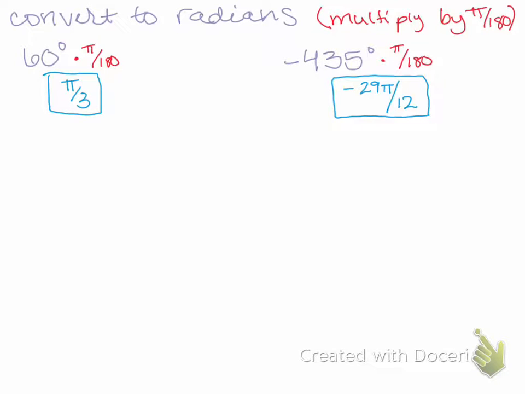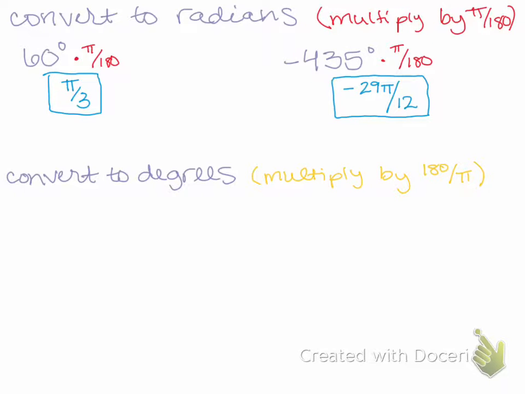Now let's go the other way. Let's convert radians to degrees. Convert to degrees. How do we do that? We multiply by 180 over pi. So first example, 7 pi over 6. All right? We're going from radians to degrees, so we multiply by 180 over pi.